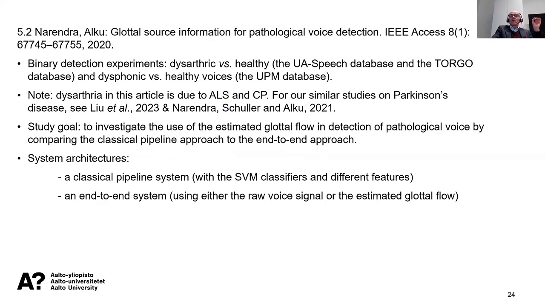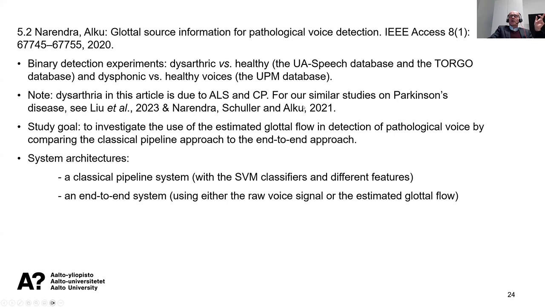The other example is another article which was published a year earlier, and this is a bit complicated, but I would like to present it here. We were studying 3 existing open databases. 2 of them had healthy versus dysarthric speakers, and the third one had healthy versus dysphonic speech.